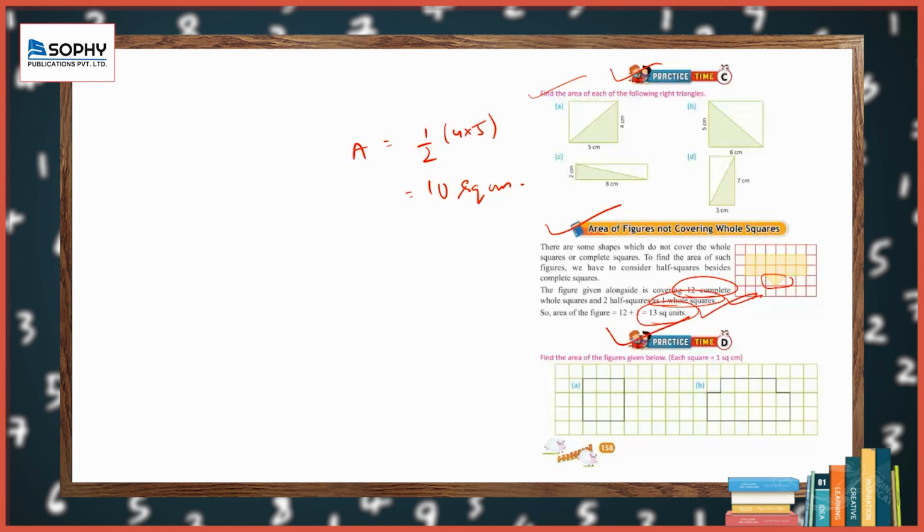Now let's look at practice time D. In the first one, we have to find the area of the figures given below. Each square is equal to 1 square centimeter. So this is, very good students, 9 square centimeter. That's how we can solve the second part, students.